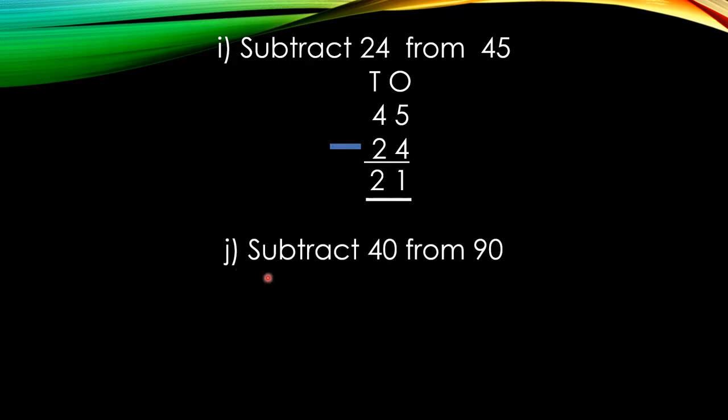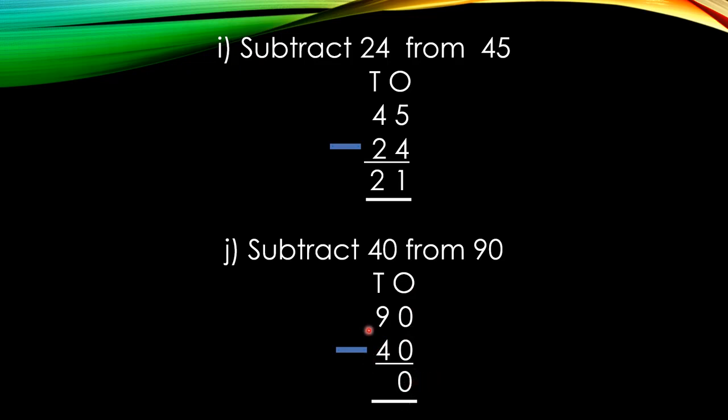Now in part J, subtract 40 from 90. So first of all we will write 2 places, ones and tens, because 2-digit numbers are there. Now we will write the number from which we subtract, that is 90, then we will write 40. Now we have to put the sign of minus. So 0 minus 0 is 0.